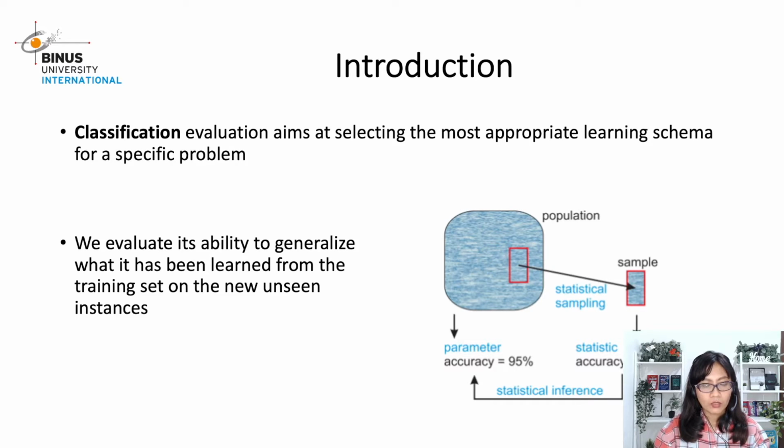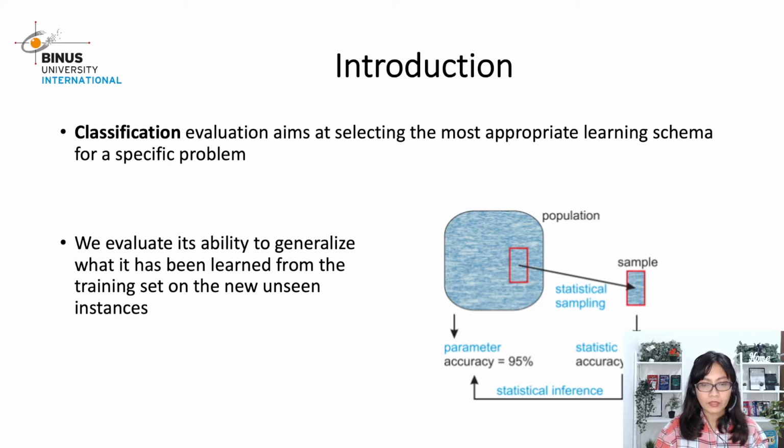If we want to evaluate a classification model, we want to select the most appropriate learning scheme for a specific problem. So how do we evaluate this? We evaluate its ability to generalize what it has learned from the training set to new unseen instances. Instead of claiming the performance of the model on data it has already seen, we test it on a set of data that it hasn't seen. So it's completely new data.